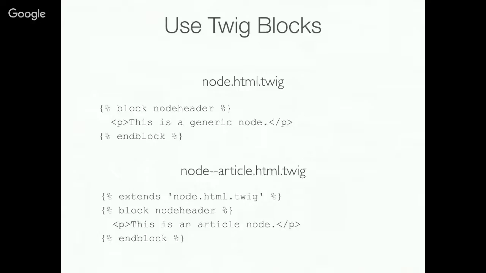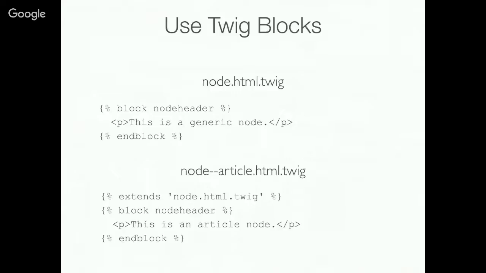And so rather than copying and pasting the whole template, you can just add this line at the top of your node article template file that says extends node.html.twig. So this will pull in the parent template. And then you can just include the blocks that you want to override. So if you only want to override the node header block, you can just add this section of markup to your template, and everything else will just be pulled in from the parent template. So this really reduces the amount of code that we actually have to write in our template files if we're creating these child templates.